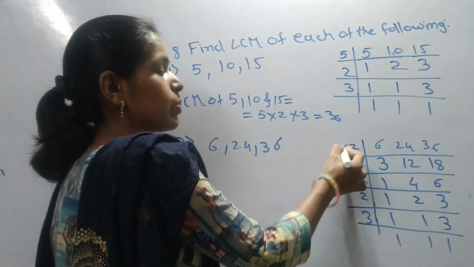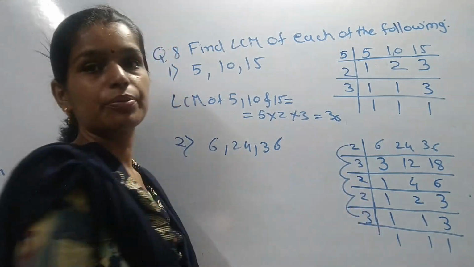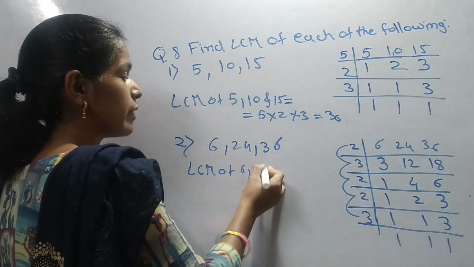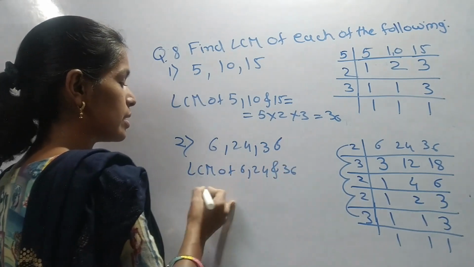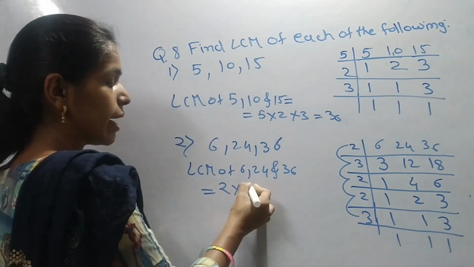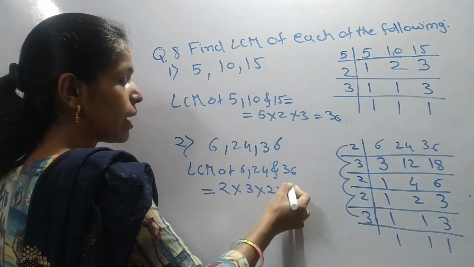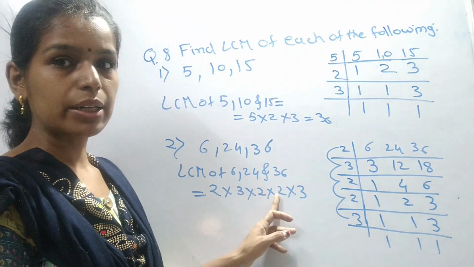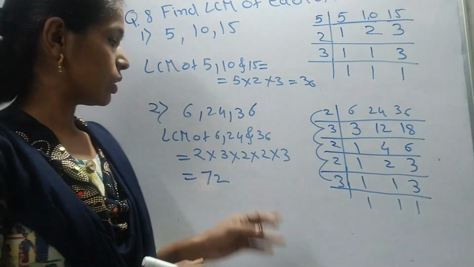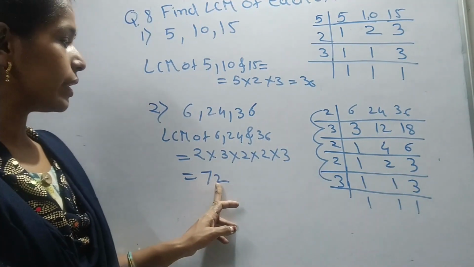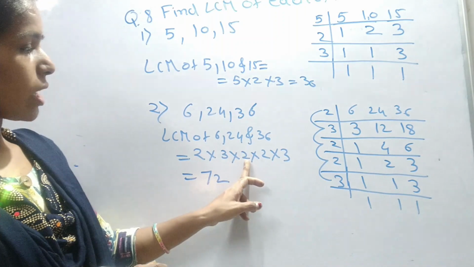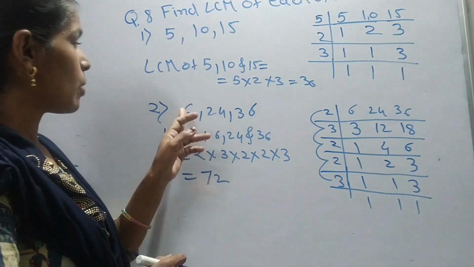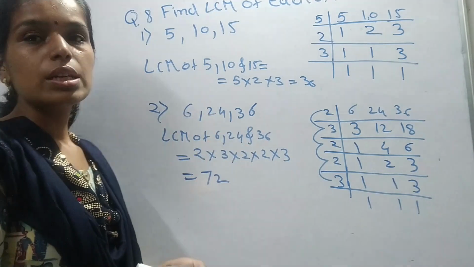Now multiply these prime numbers to get the LCM. So the LCM of 6, 24 and 36 is equal to 2 multiplied by 3 multiplied by 2 multiplied by 2 multiplied by 3, and the product is equal to 72. 2 3s are 6, 6 2s are 12, 12 2s are 24 and 24 3s are 72. So the LCM of 6, 24 and 36 is equal to 72.